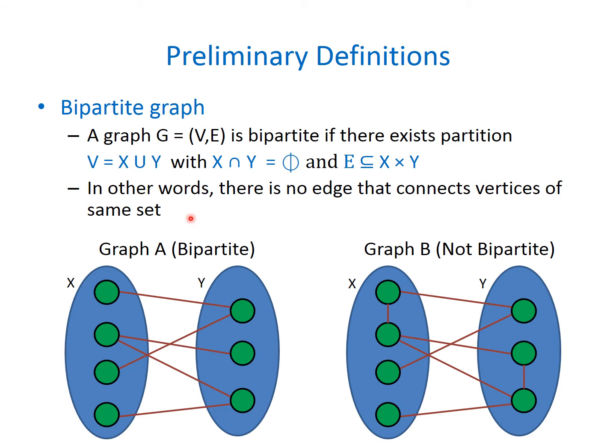Firstly, what is a bipartite graph? A graph is said to be bipartite if its vertices can be divided into two independent sets, x and y, in such a manner that every edge in E either connects a vertex from x to y or y to x. Now, consider this example given here. We can see that graph A is bipartite, while graph B is not bipartite, and that's because graph B contains an edge between vertices of the same set.